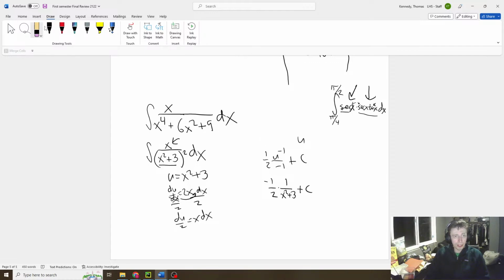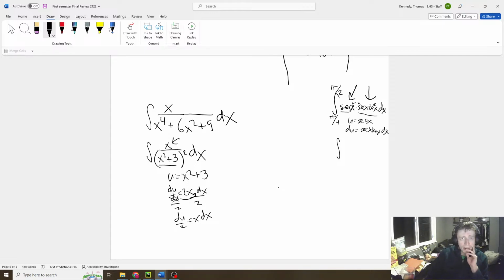So I'm going to get rid of all this junk here and show you these two integrals we can make out of this. Our first integral, if we make secant equal to u, since u equals secant of x, du equals secant x tangent x dx, the derivative of secant. And so we could just rewrite this integral as the integral of u du.